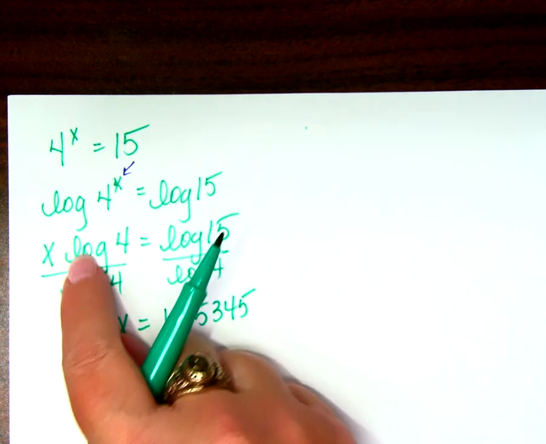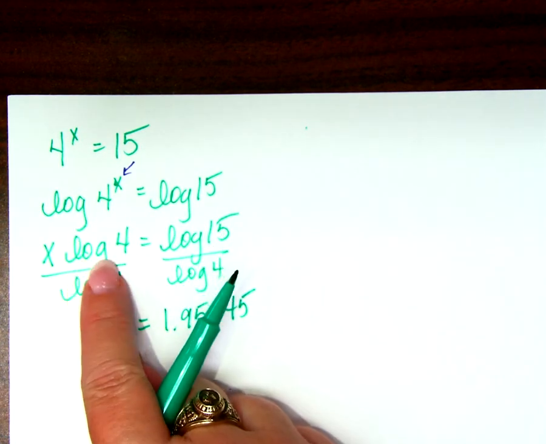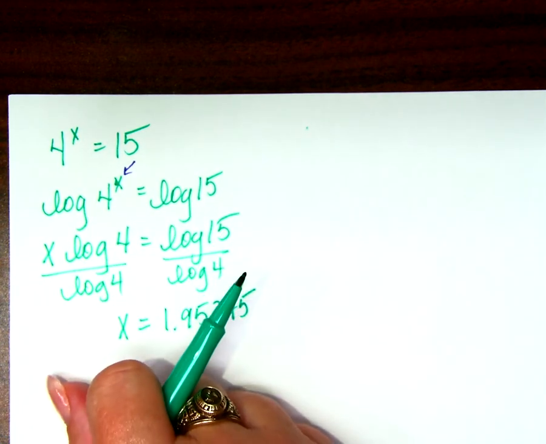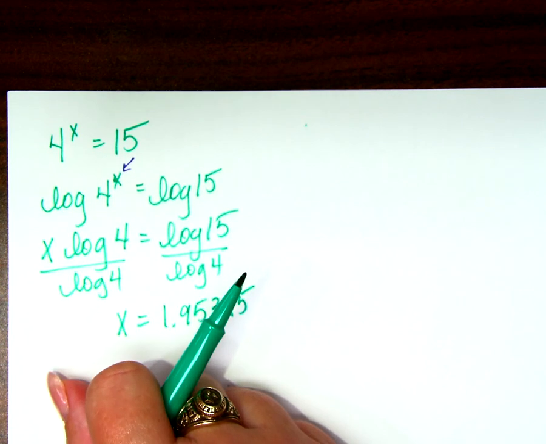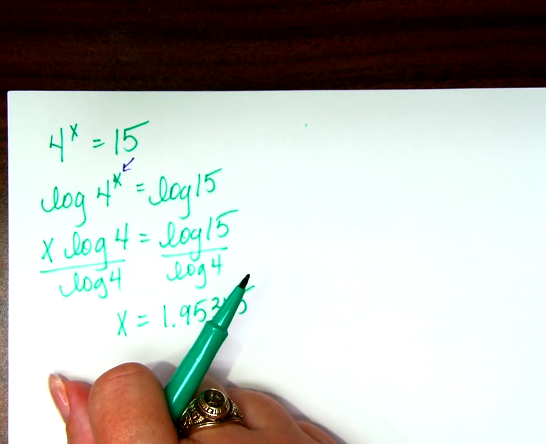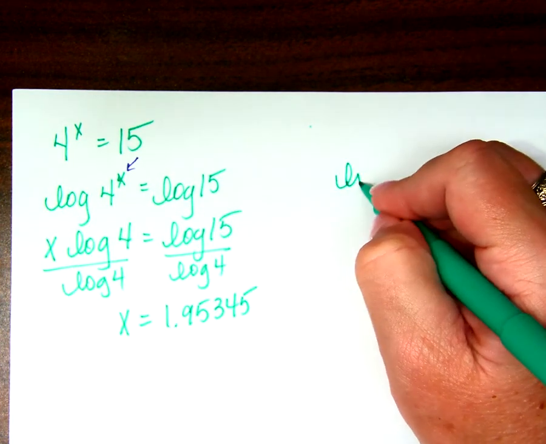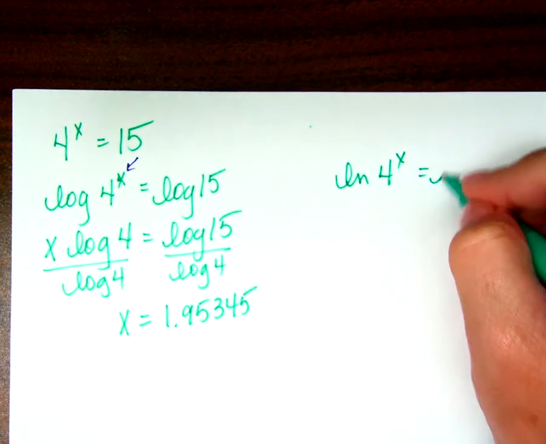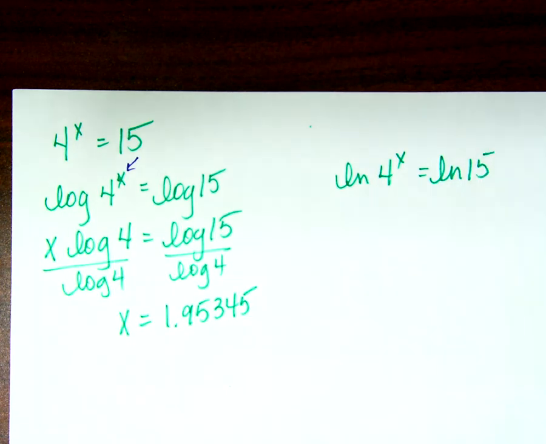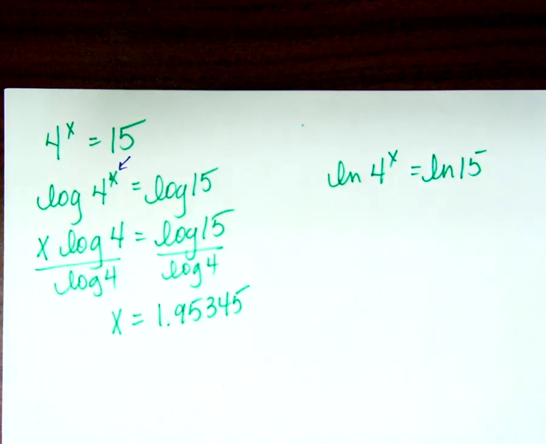Okay? Why did I choose log base 10? Because it's easy. Could I have chosen another base? What base could I have chosen? I could have chosen e. So instead of taking the log of both sides, I could have taken the natural log of both sides, like that. Do all the same rules apply to logarithms that apply to natural logs?